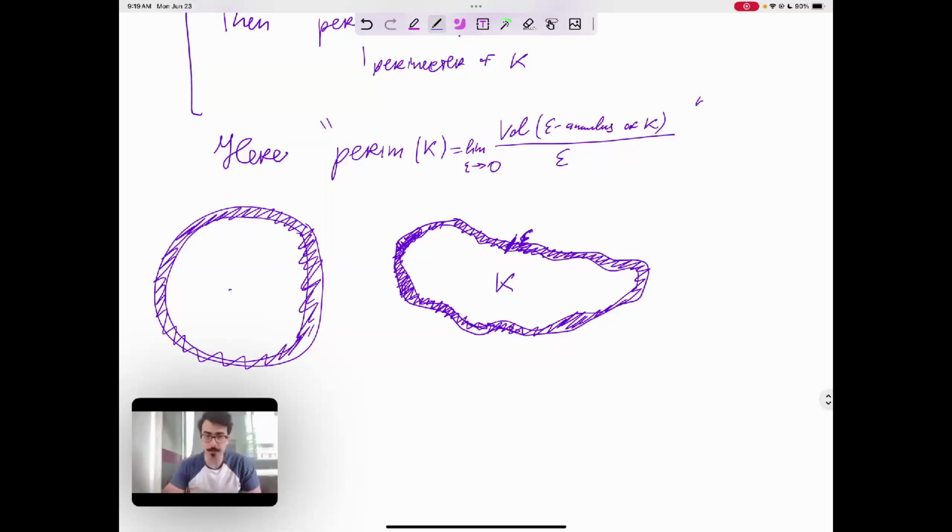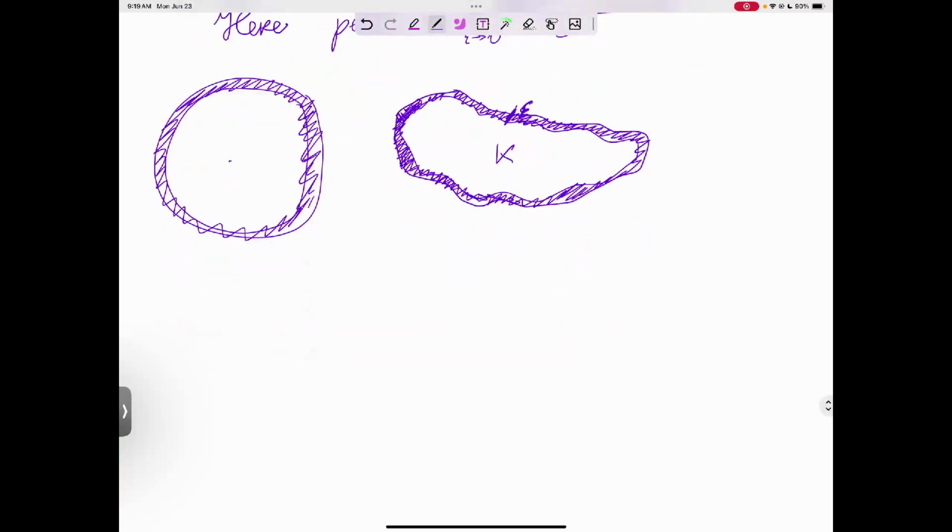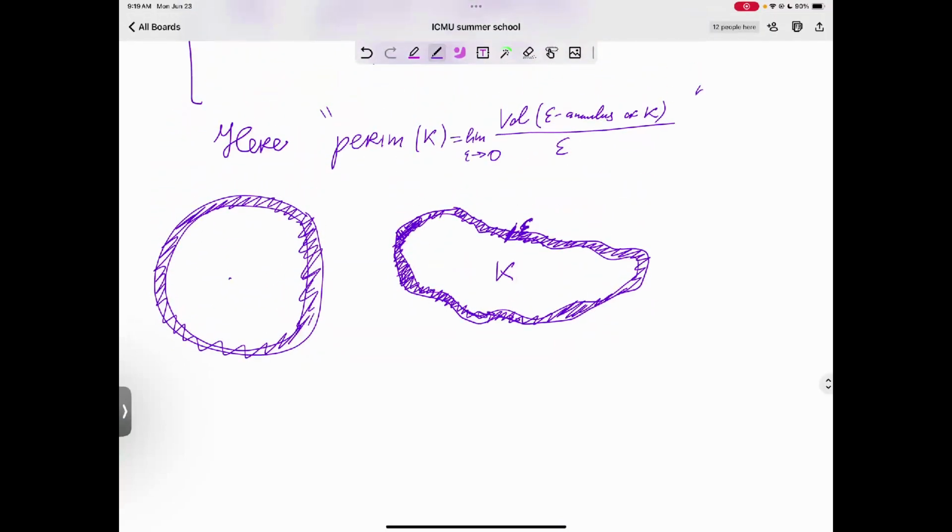So in order to prove this, we need to make sense of what the perimeter is. And I'm telling you that the perimeter is the limit when epsilon goes to 0 of 1 over epsilon times the volume of an epsilon annulus around our set K. Now, in order to define this epsilon annulus, I would like to introduce another definition, something that is called Minkowski addition of sets.